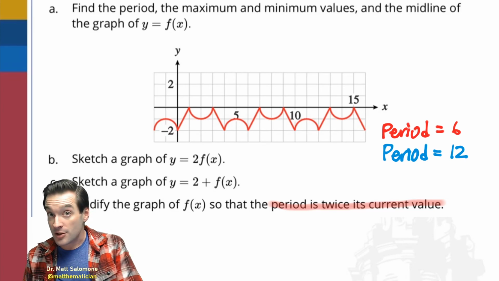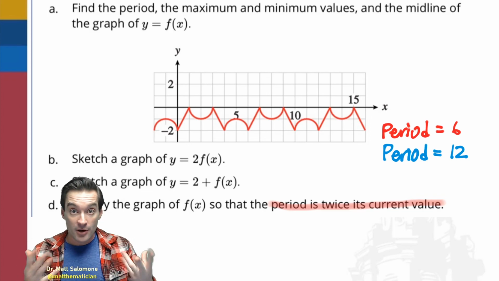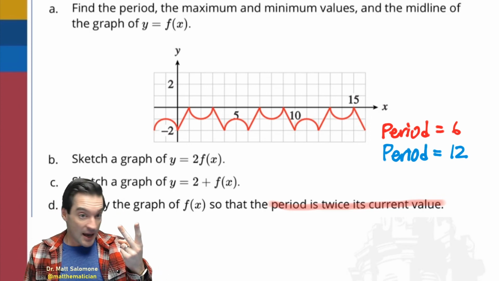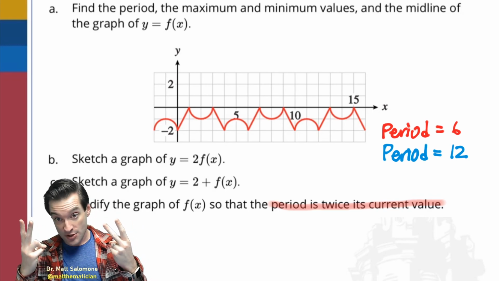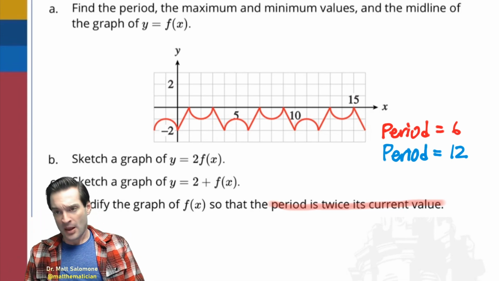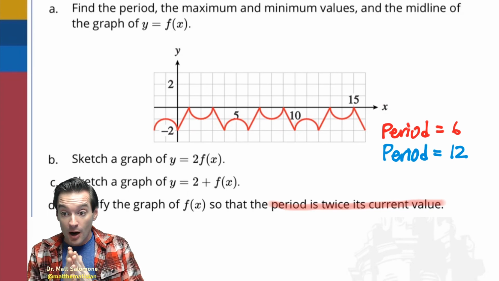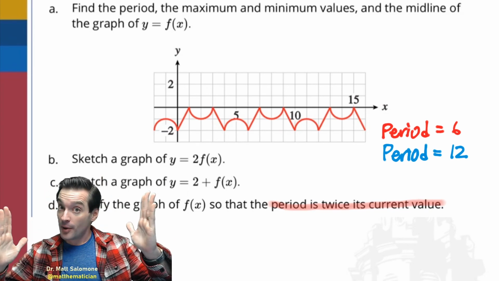Well, leaving as much else about this function the same. Well, remember the tools that we have in our graph transformation toolbox. We can do anything horizontal, anything vertical, and we have 3 different types of geometric transformations. We have shifts, we have stretches and compressions, and we have reflections. What kind of transformation from among those 6 possibilities are we going to be able to use to take this graph and change its period from 6 out to 12?